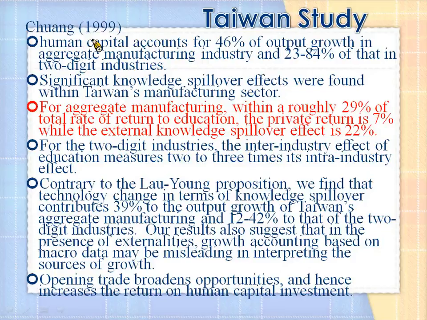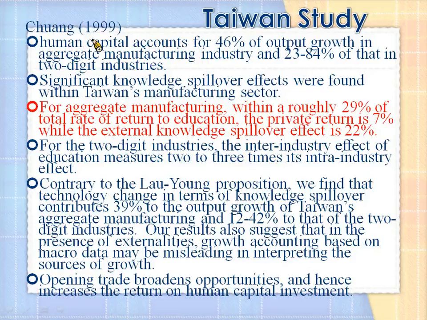But my argument, at least for Taiwan, is that if I incorporate human capital, human capital can explain 46% of the output growth in aggregate manufacturing. Therefore, it also explains externalities, right? If we take this into account, you can see that this explains a large part of the technological progress through human capital accumulation. So if that's the case, then we are not paper tigers. Actually, we have technological progress.